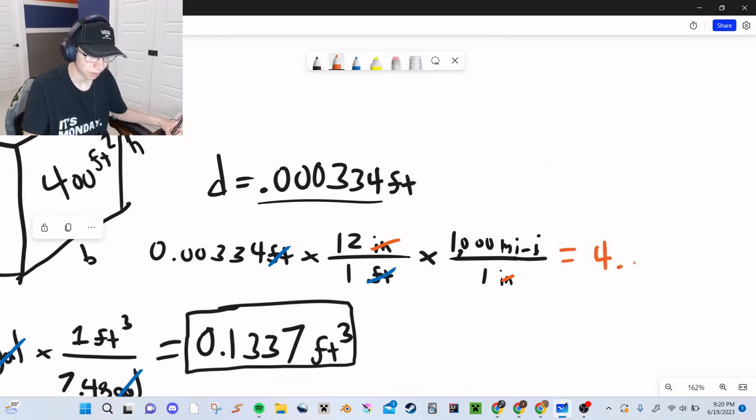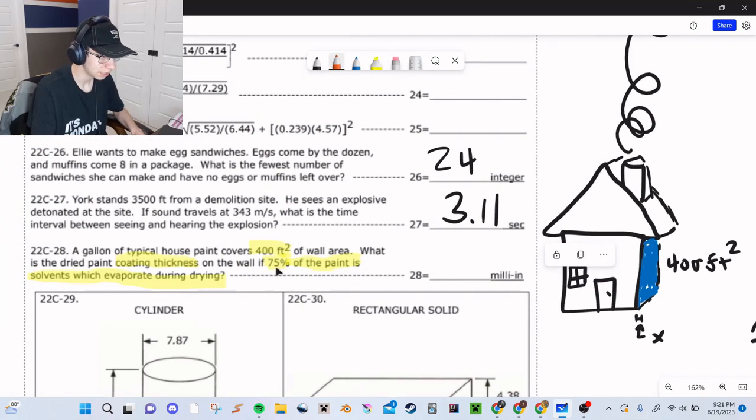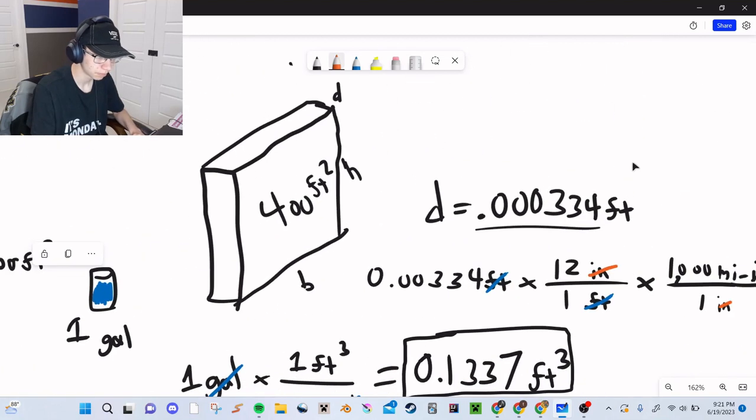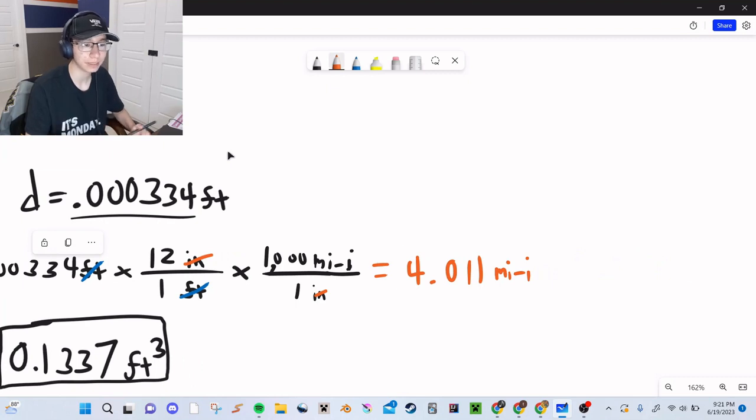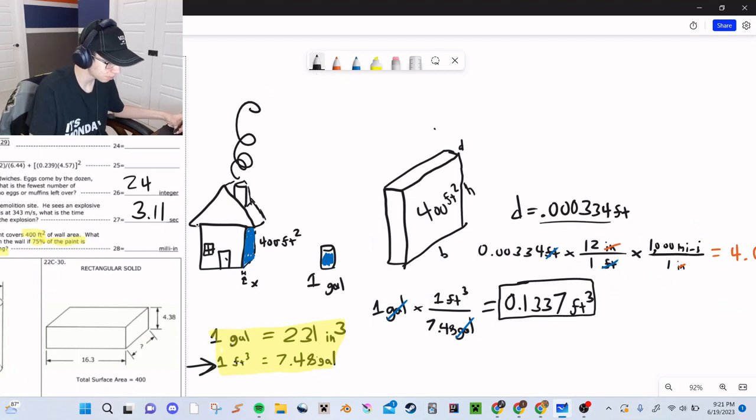And I'm left with about 4.011 milli-inches of thickness. But 75% of the paint evaporates when drying, as said here in this last sentence. So that means only 25% of this paint is going to remain. So I multiply by 0.25 that remains. And I get 1.00 milli-inches of thickness after the paint has dried and 75% has evaporated. So my answer here is 1.00.